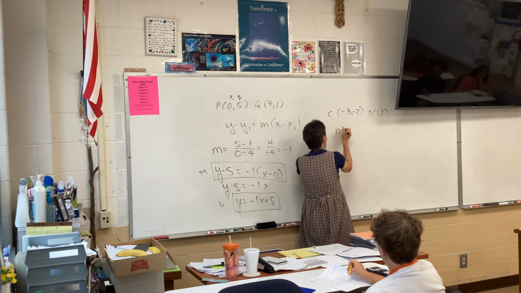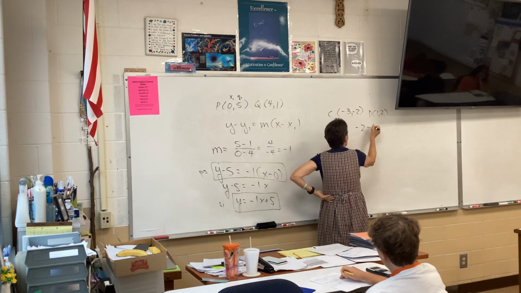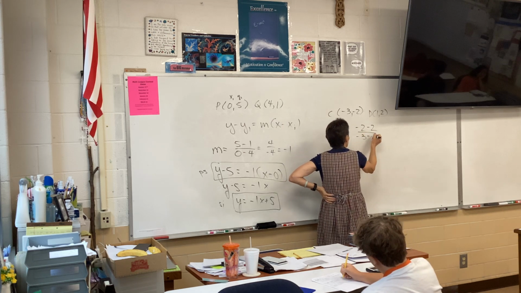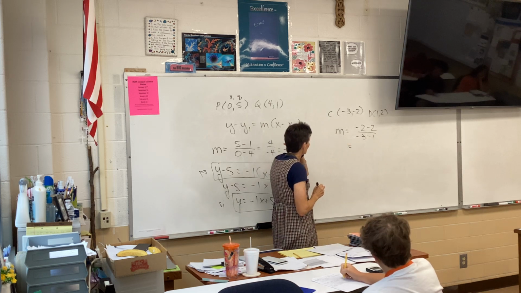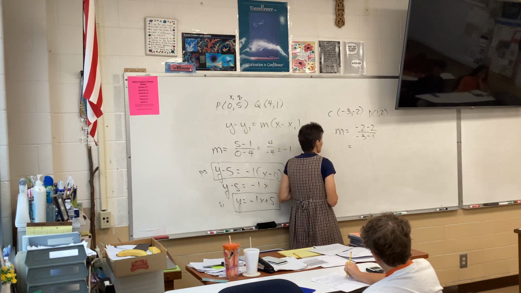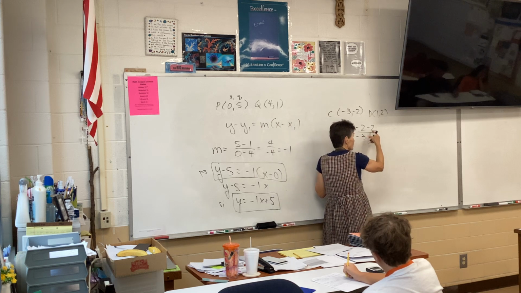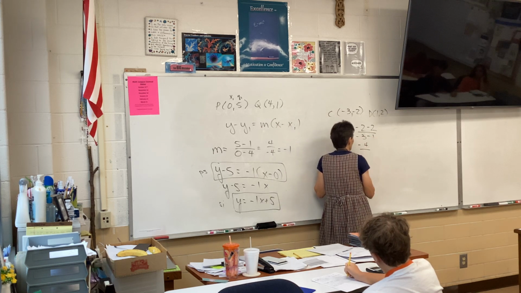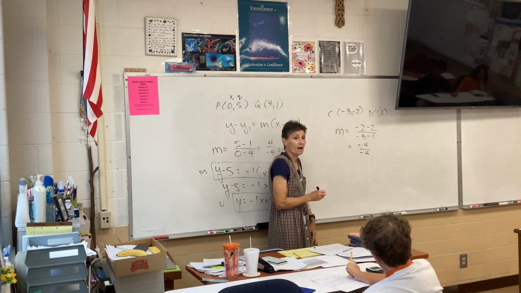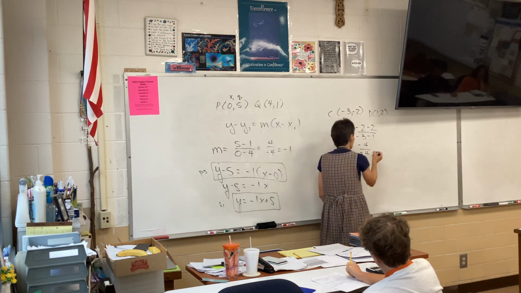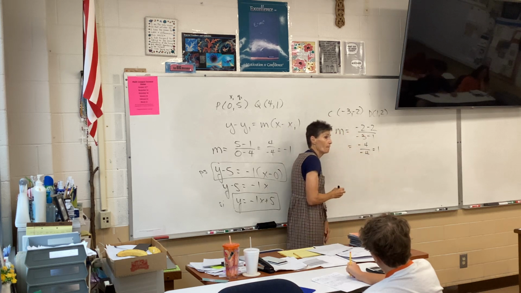All right, so where's my slope? -2 minus 2 over -3 minus 1. I got a lot of negatives going on here. -2 minus 2 is -4. And -3 minus 1 is also -4. So this time my slope turns out to be 1.